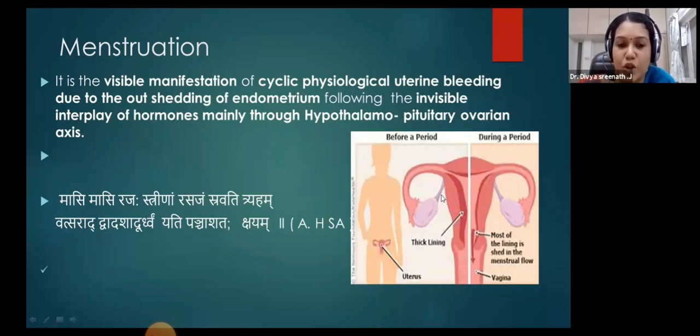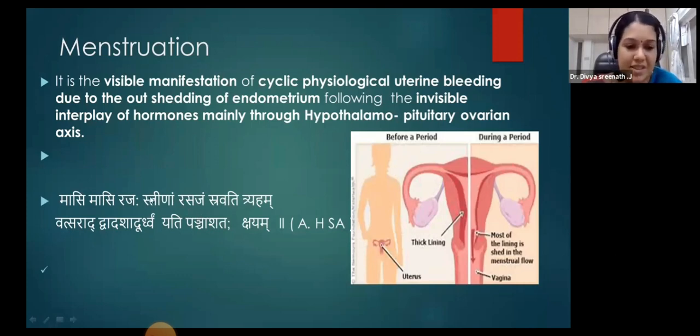This cyclic phenomenon is mainly under the control of the hypothalamo-pituitary-ovarian axis. Menstruation is like a movie, and behind the scenes there is the director, a script writer, and a producer. Like that, they are the hypothalamo-pituitary-ovarian axis. So the hormone interplay plays the main role in this cyclic process.